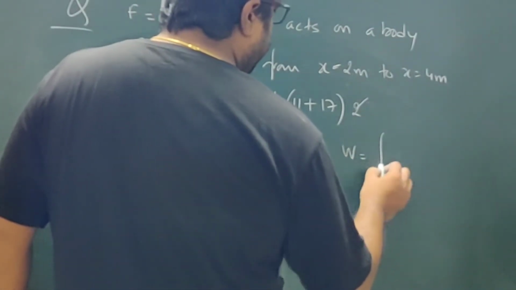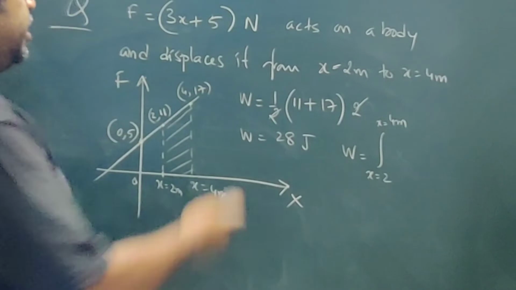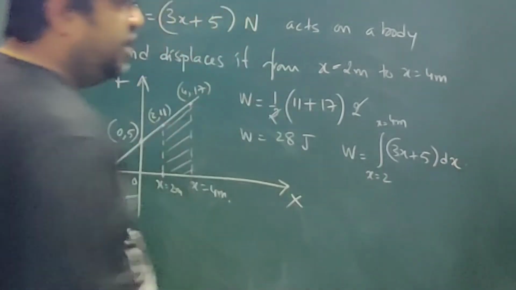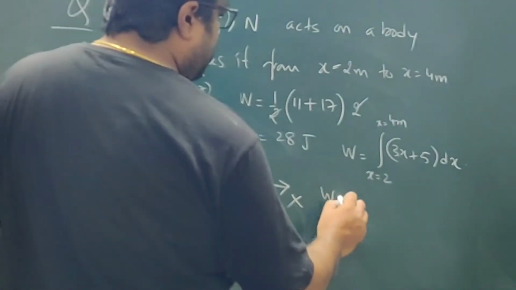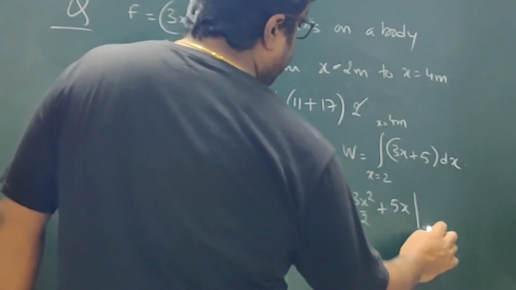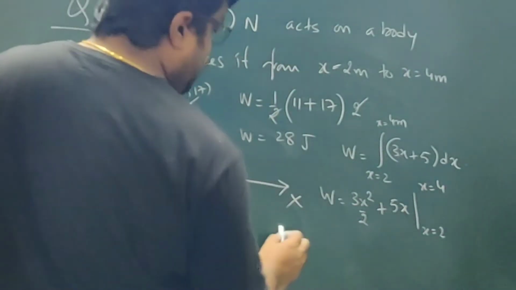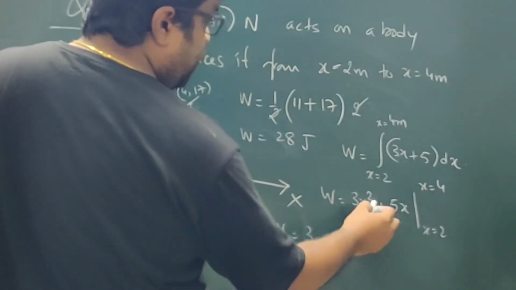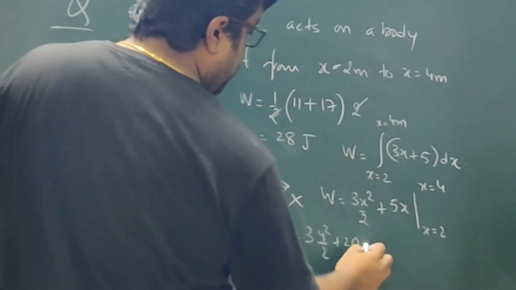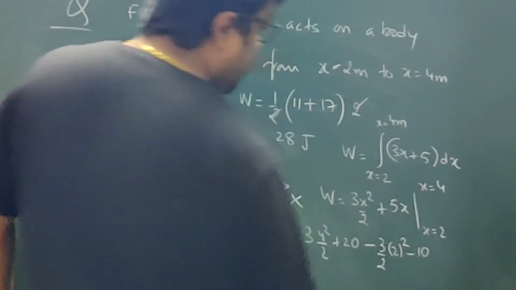So W is equal to the integral from x equal to 2 meter to x equal to 4 meter of f dx, so that is 3x plus 5 dx. So W is equal to 3x squared by 2 plus 5x, with limits from x equal to 2 to x equal to 4. So W is equal to 3 by 2 into 4 square plus 5 fours are 20, minus 3 by 2 into 2 square plus 10.